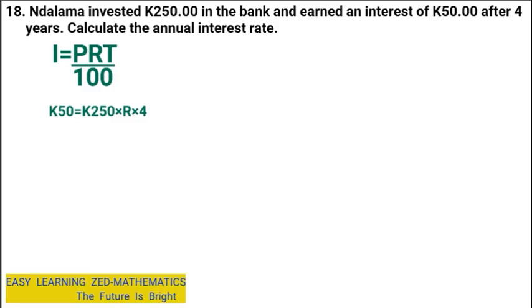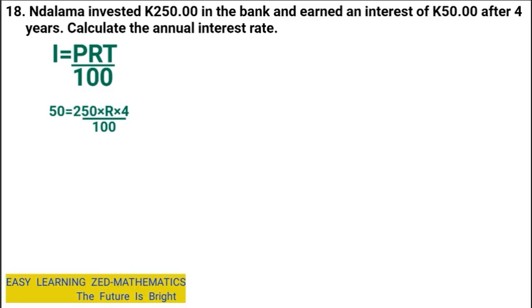I'm going to get rid of the kwacha signs. I just want to write numbers, no units. So I'm going to do that. Then 250 multiplied by R multiplied by 4 will be divided by 100. Now I want to simplify the numbers on the right side. Remember, my focus is to leave R on the side of the equal sign. So I'll try to do as much as I can.